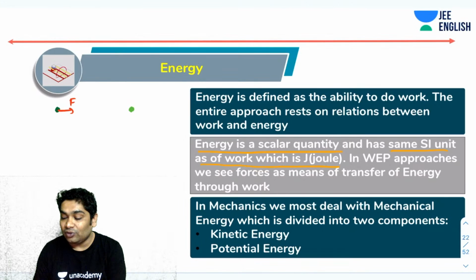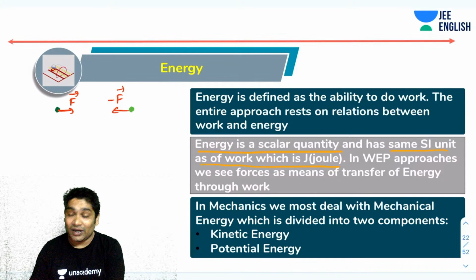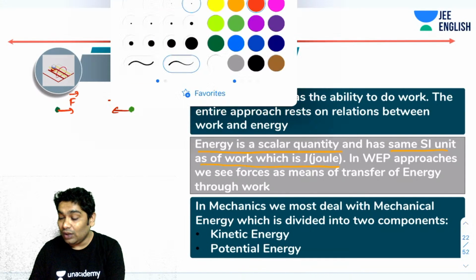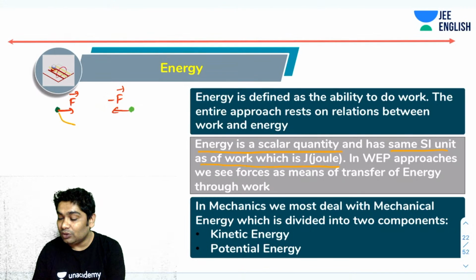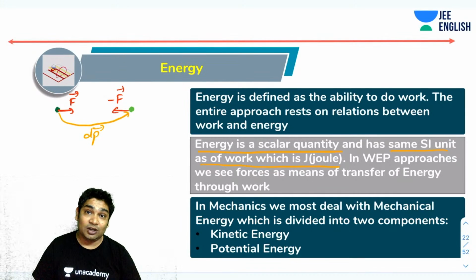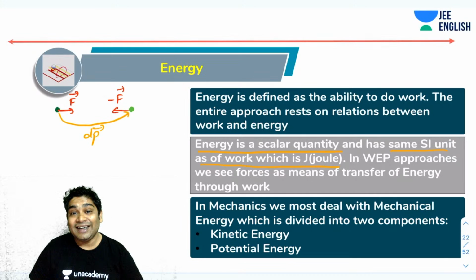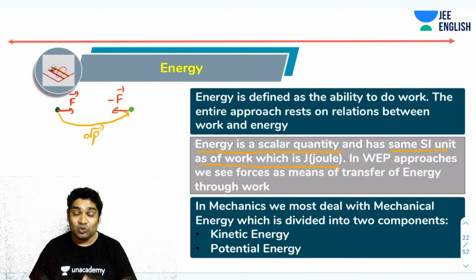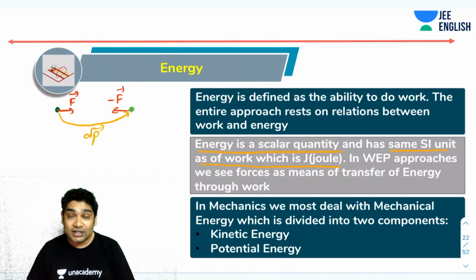So Newton told us that when you apply a force, this guy will feel a minus F. So what happens is that one body is transfers momentum to another, some dp. If the momentum of one object decreases by dp, then the momentum of another object increases by dp. The net change in momentum would be zero. So this is what Newton says, that when two bodies interact through forces, they exchange momentum.